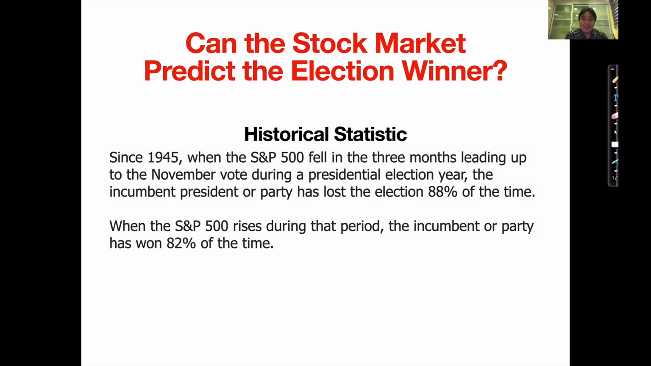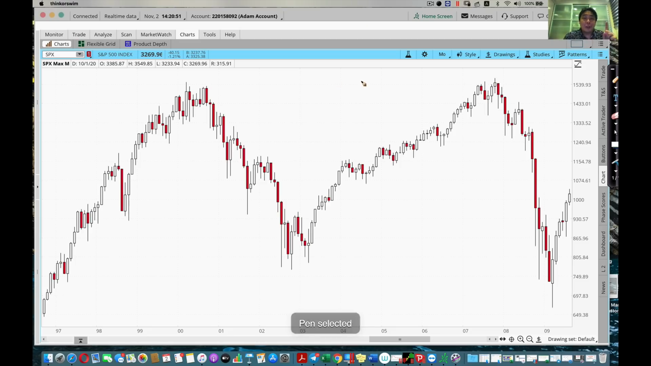So what is it this time? Before I reveal the answer, let's take a look at the last 5 elections in the last 20 years to see if this has worked out. So let's begin with the year 2000. This was Bush versus Gore. Now, who was the incumbent? The incumbent was Al Gore. The Democrats were the incumbent party, and Bush was the new party coming in.